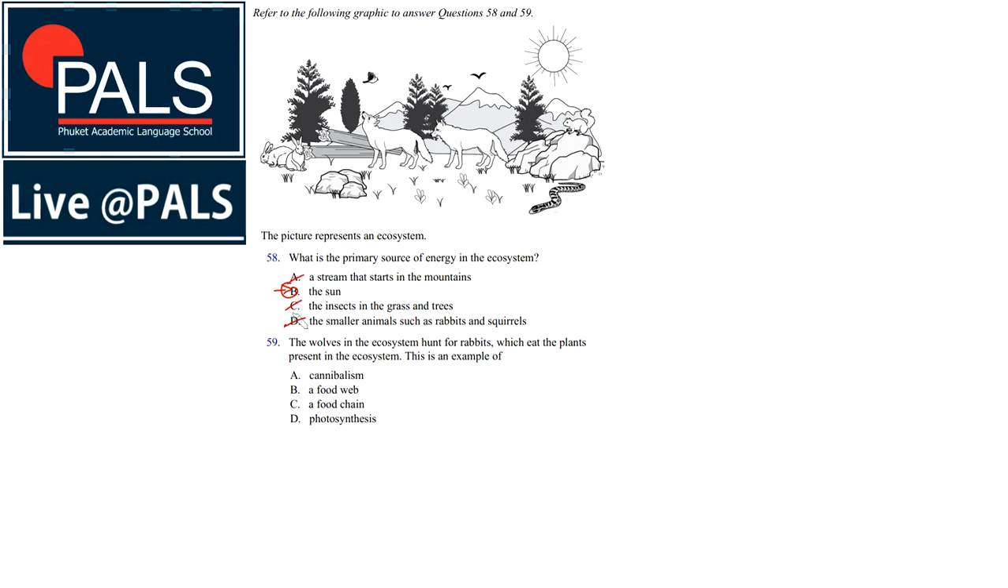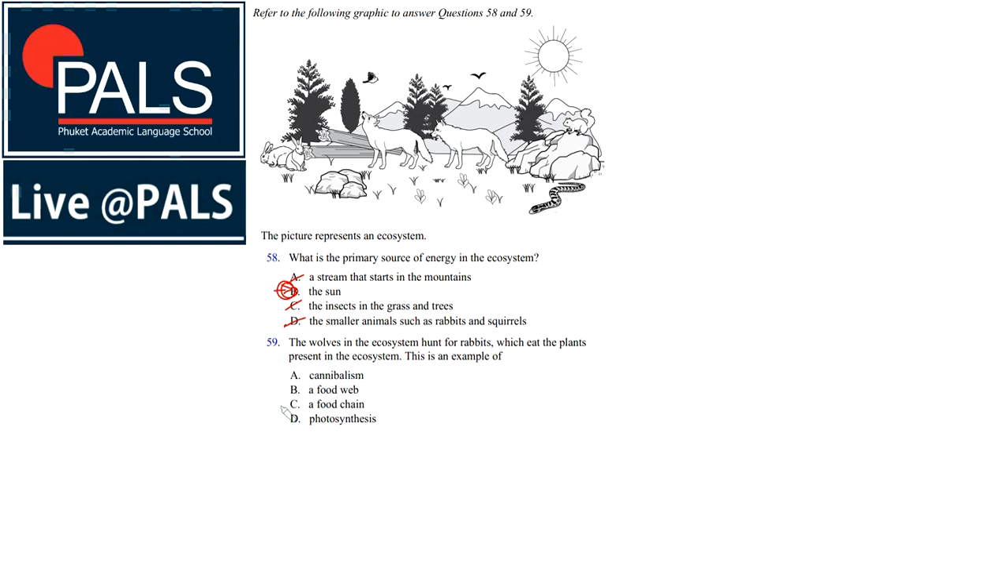So again, primary producers, the organisms at the base of every ecosystem, of every food chain, of every food web, require sunlight energy to be able to produce the food for all the other organisms in the ecosystem. So the sun. The wolves in the ecosystem hunt for rabbits, which eat the plants present in the ecosystem.